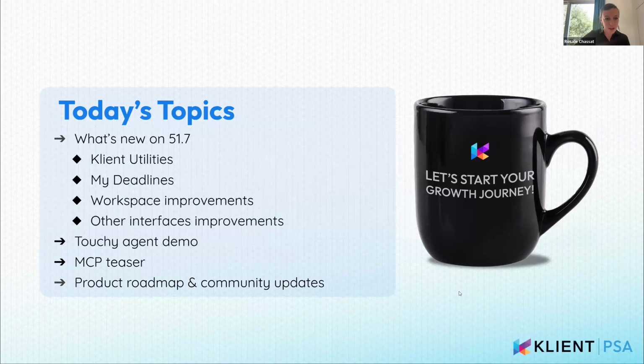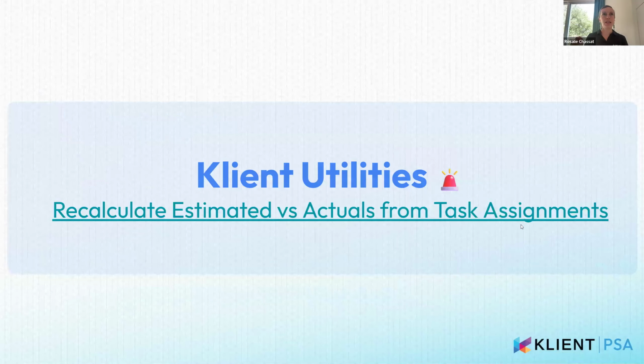All right. So let's start with our very first feature of 51.7, which would be the next slide. Yannick, there you go. Client utilities. This is something we don't talk so often about, right? No. I think we've never demoed it on a webinar. So let's tell people what's new with this new utility and then maybe do a little recap of what else can be found on that page.